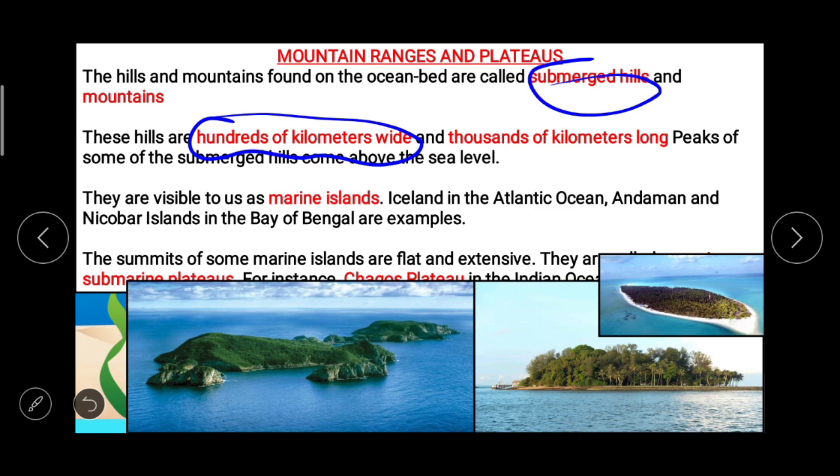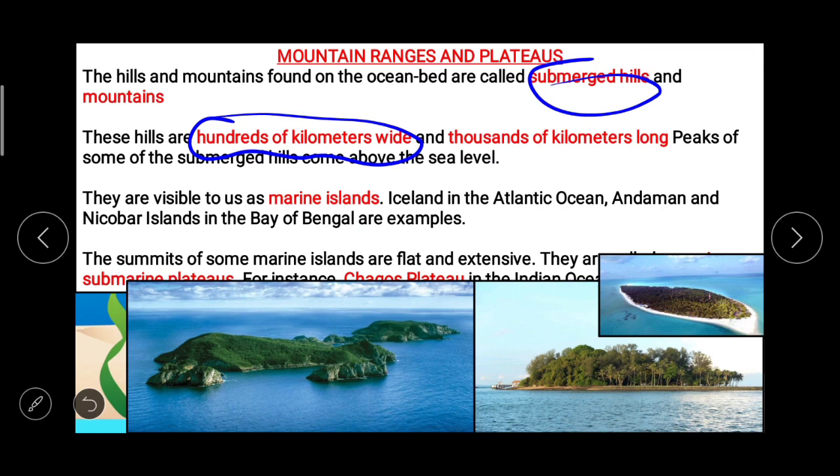They are visible to us as marine islands. Iceland in the Atlantic Ocean and Andaman and Nicobar Islands in the Bay of Bengal are examples. The summits of some marine islands are flat and extensive. They are called oceanic or submarine plateaus. For instance, Chagos Plateau in the Indian Ocean.